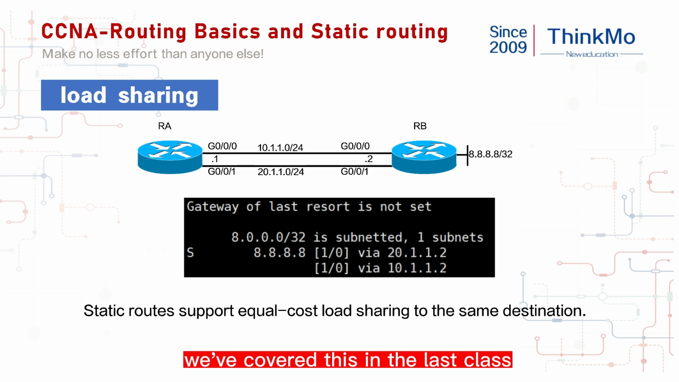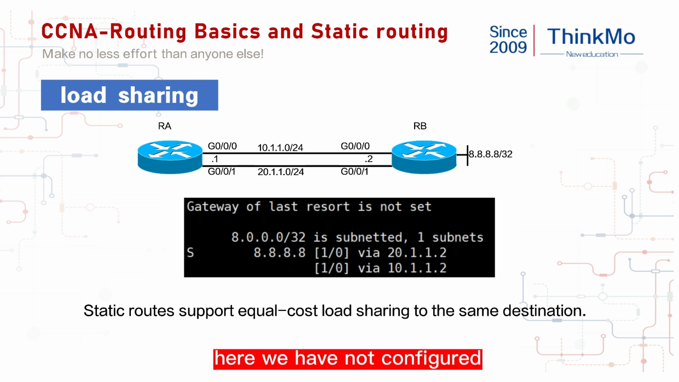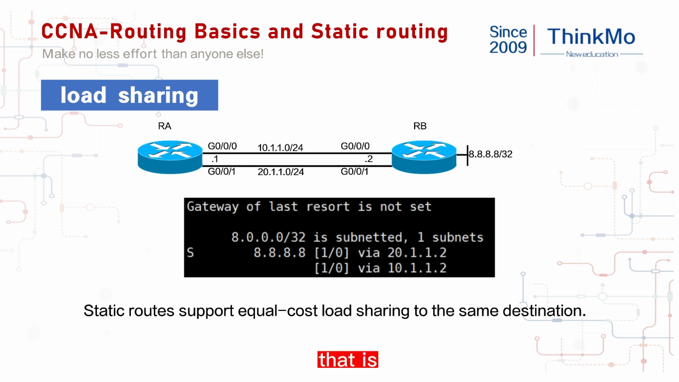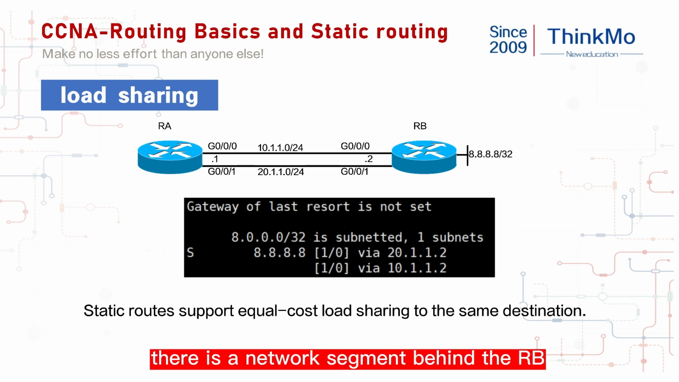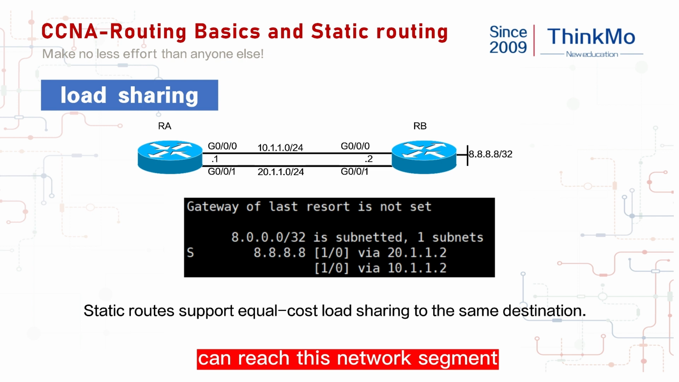Do you guys remember this topology? We've covered this in the last class. And the interconnection of 3 devices is also finished. Here we have not configured. This corresponds to the last part of the static route, that is load sharing. Let's first look at this picture. There are now 2 devices. There is a network segment behind the RB, 8.8.8.8. Everyone can see. Here in RA there are 2 lines that can reach this network segment.